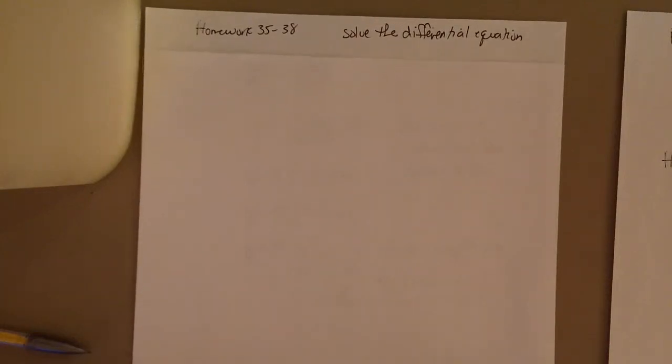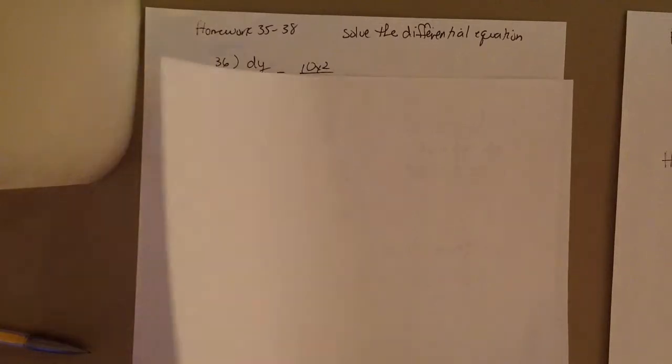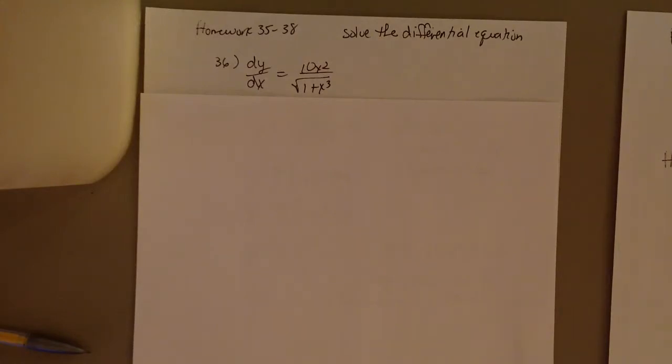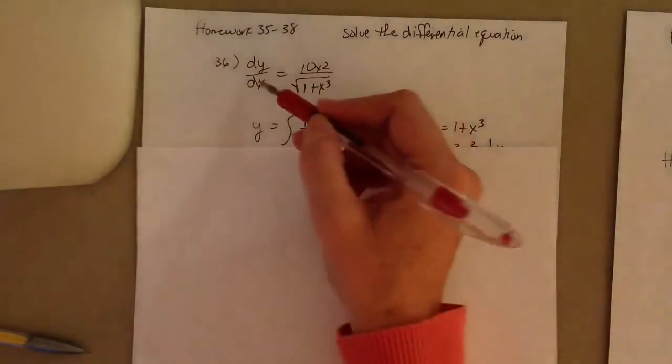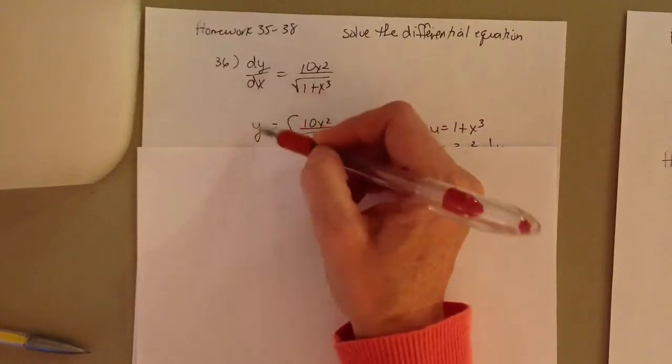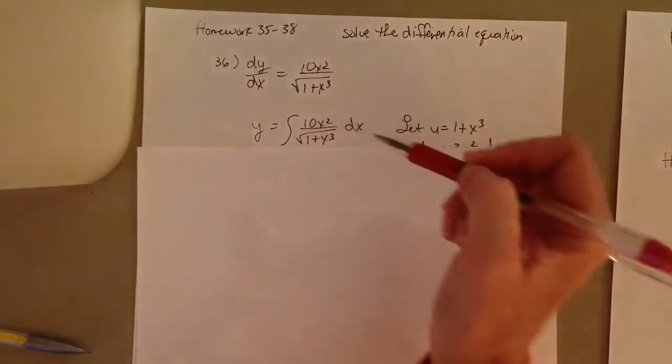Now from homework 35 through 38, which says solve the differential equation, I will go ahead and do one problem from here. So it will be given to you like this, dy/dx, or in other words, the first derivative equals 10x squared over the square root of 1 plus x cubed. By solving this, we're going to take the antiderivative. So I'm going to put the dx over here, and I'm going to take the antiderivative, so it's going to be y, and I'm going to integrate.